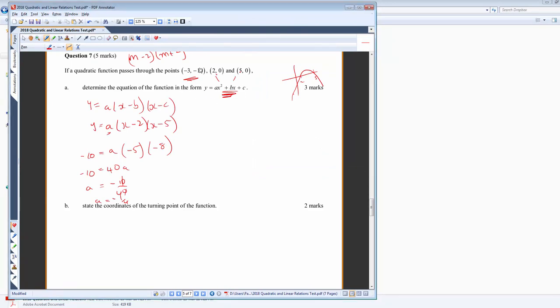Okay, now what we're going to do is put this value into this. So we're going to say y equals -1/4 into x take 2, x take 5. Okay, now what we're going to do is expand this out because we need it in this form here. So I'm going to say that this is y equals -1/4 x squared take 2x take 5x plus 10, collect up like terms, and now I'm going to pass this through here.